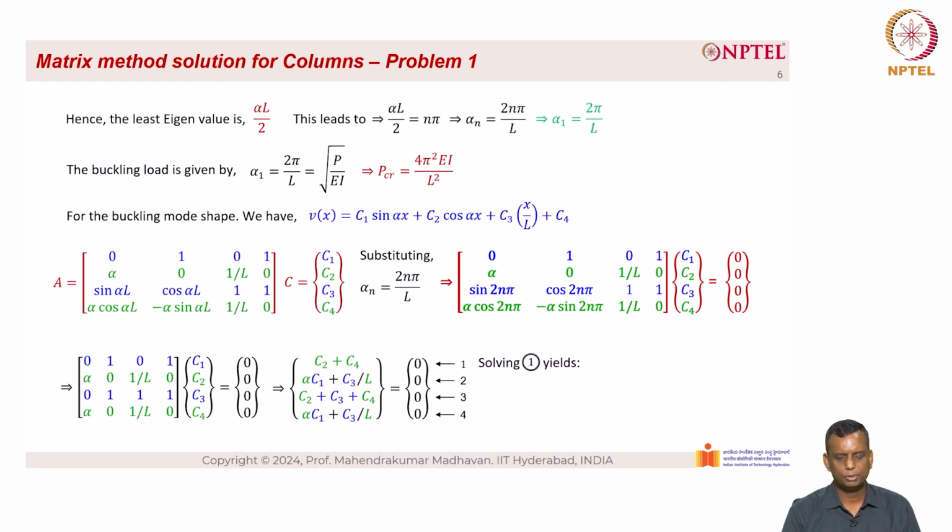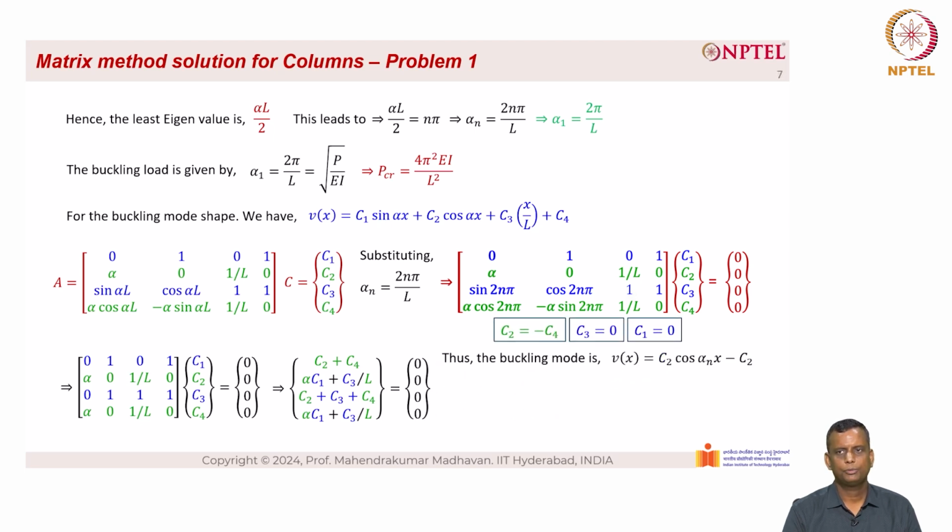Solving equation 1 leads to C2 equal to minus C4. Solving the third one, we get C2 plus C3 plus C4 equal to 0. Since C2 equal to minus C4, C3 becomes 0. Solving the fourth one, we get C1 equal to 0. So we can substitute the values of C1, C2, C3 in the equation V of x equal to C1 sin alpha x plus C2 cos alpha x plus C3 into x by L plus C4.